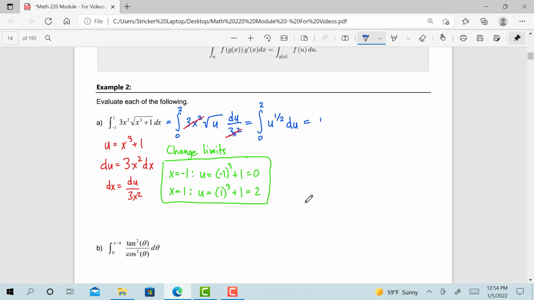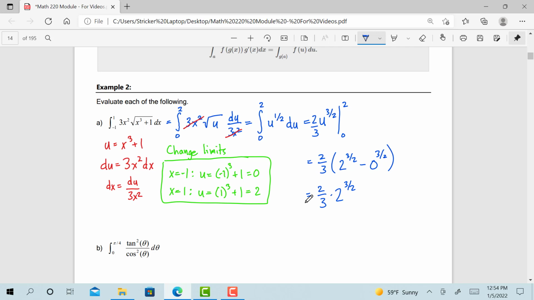So we add 1 to the power, we get u to the 3/2, and then we divide by 3/2, which is like multiplying by its reciprocal 2/3, and we're going to evaluate that between 0 and 2. Then we use the fundamental theorem of calculus, and we go ahead and plug in those limits, and we get 2 to the 3/2 minus 0 to the 3/2, which of course is 0. So this is going to be 2/3 times 2 to the 3/2.